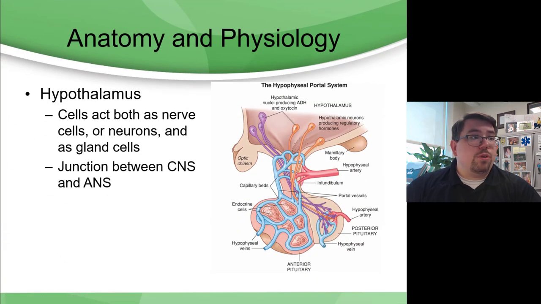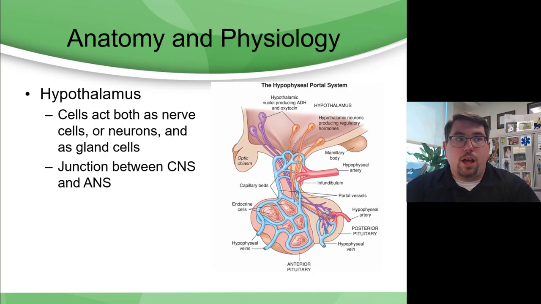Now, if we start to look at each one of the specific components that you're going to deal with here, we're going to start primarily with the hypothalamus. The hypothalamus is located deep within the cerebrum of the brain. The hypothalamic cells act both as nerve cells for electrical conduction, as neurons, and as gland cells. The hypothalamus is really a junction or a connection between the central nervous system and the endocrine system. It's like a major switching hub between those two primary components.